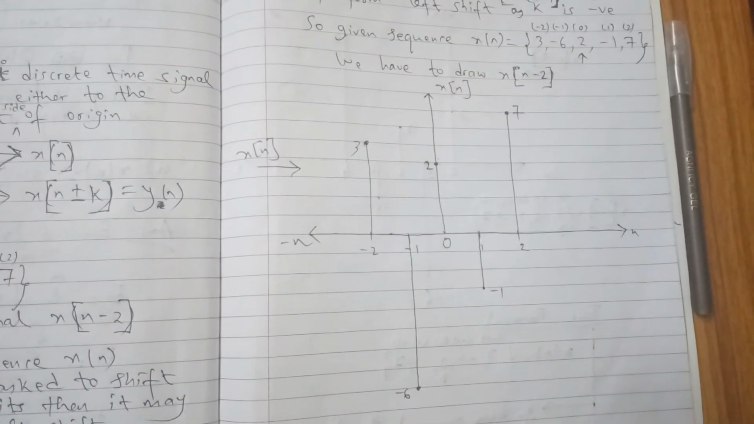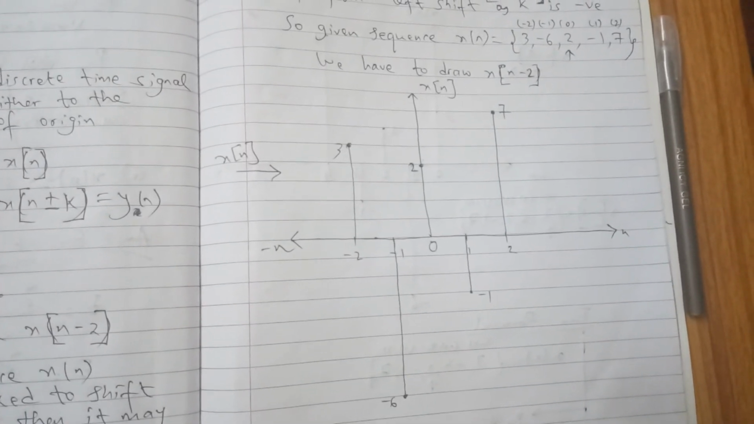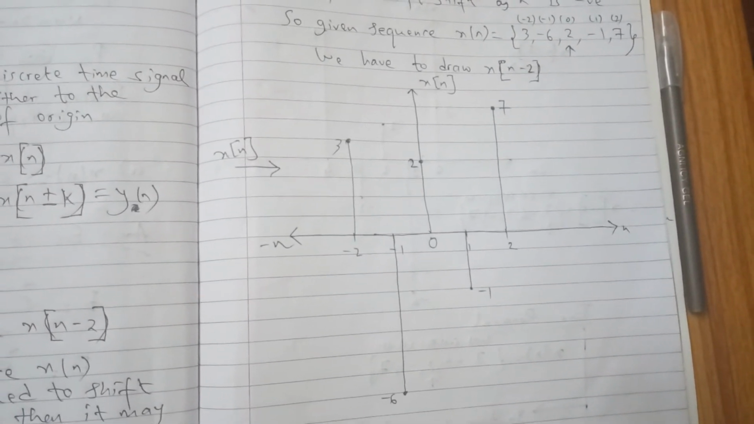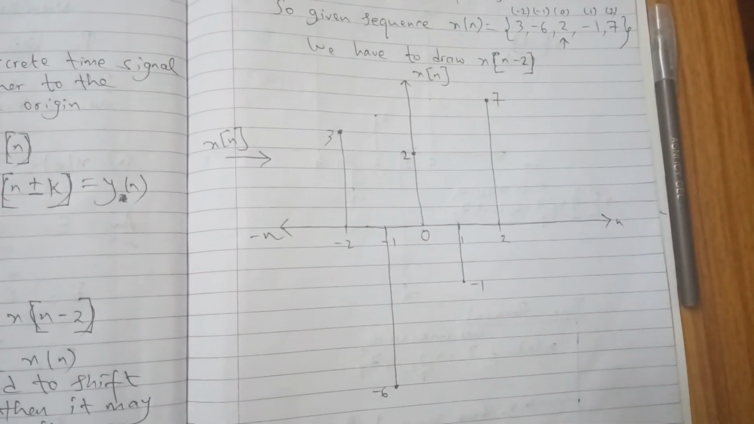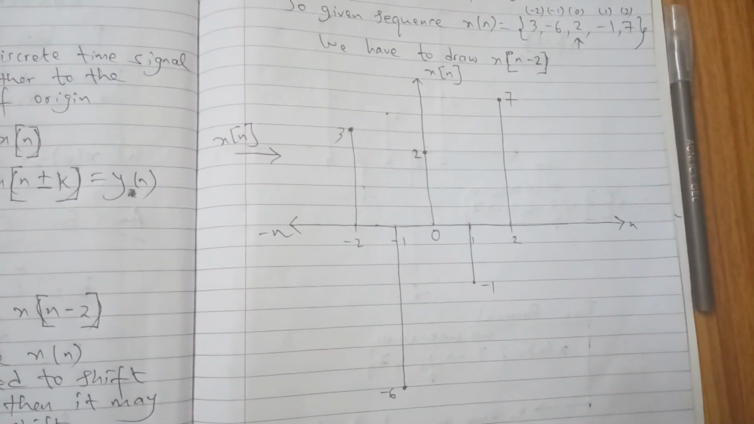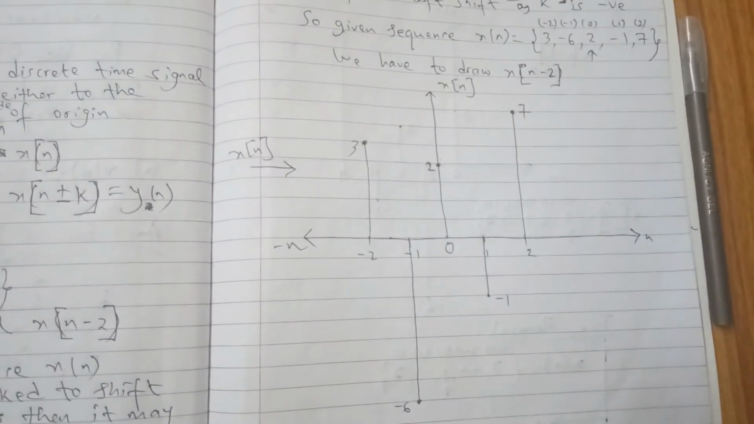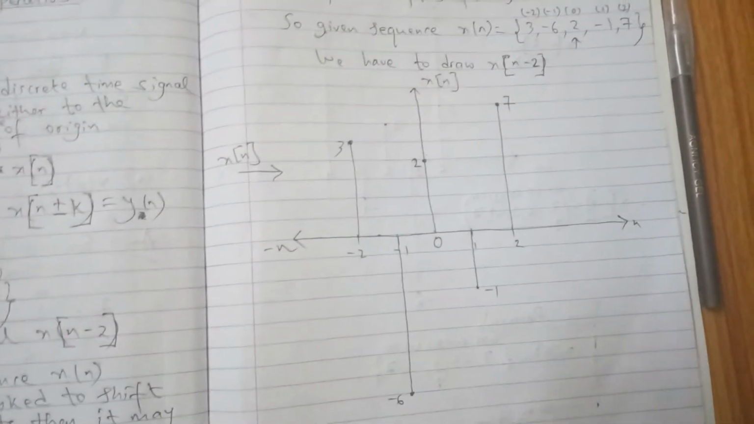So x of n minus 2, comparing with the form x of n minus k, here k is 2 and 2 is a positive number. So x of n minus 2 will be a right shifted signal of x of n by 2 units. So let's see how the x of n minus 2 signal looks.